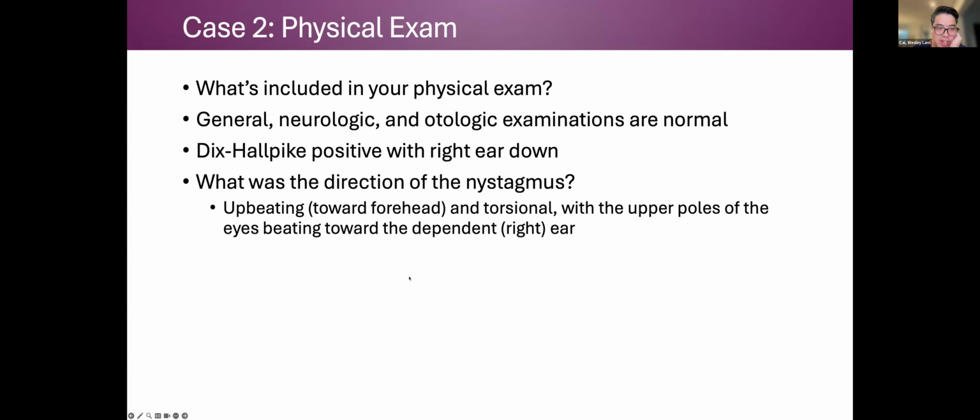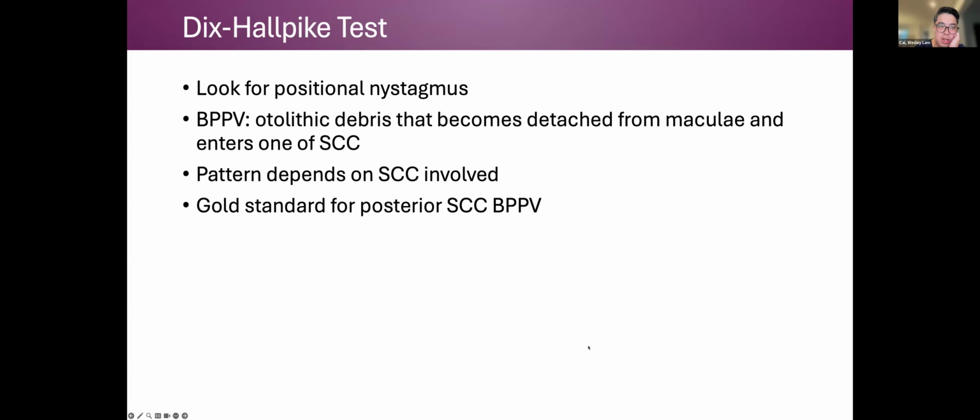Actually, let me just, for the sake of time, say it is upbeating, towards the forehead, and torsional. So the upper poles of the eyes are beating towards the right ear. So like you mentioned, it's BPPV, and the bonus here is that it is the right ear that's going to be the issue because the eyes are torsional beating towards it.